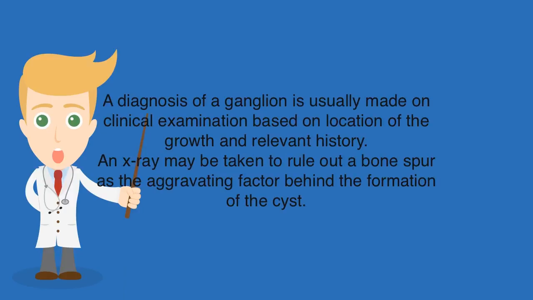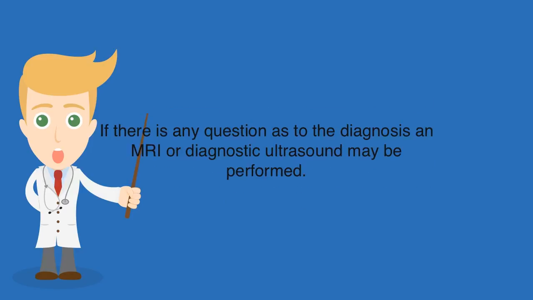A diagnosis of a ganglion is usually made on clinical examination based on location of the growth and relevant history. An X-ray may be taken to rule out a bone spur as the aggravating factor behind the formation of the cyst. If there is any question as to the diagnosis, an MRI or diagnostic ultrasound may be performed.